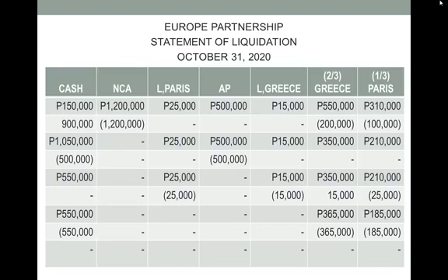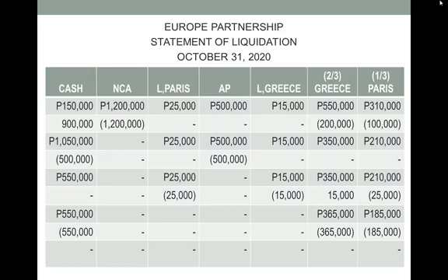First, determination of loss on realization. Sale of non-cash asset. Proceeds from the sale of non-cash asset is 900,000. The total book value of the non-cash asset is 1.2 million. So in determining the loss on realization, the loss on realization is 300,000, book value of 1.2 million less 900,000. Once you get the loss on realization, allocate it to the partners by their profit sharing ratio of 2/3 and 1/3.